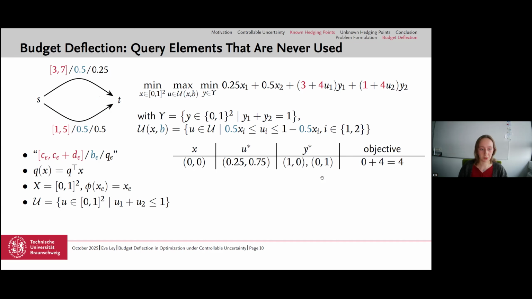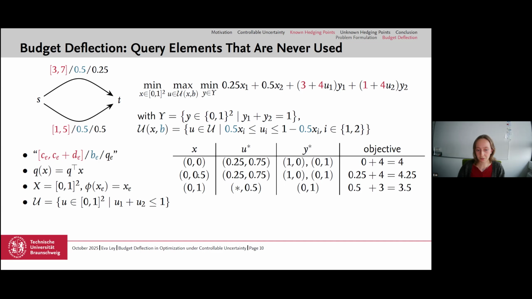Now, we could just arbitrarily say, okay, let's see what's happening if the second query is 1/2. Well, then actually the uncertainty will realize in exactly the same manner. We again can choose either path as an optimal solution, but now we have this additional 1/4 of the query costs here in the objective, so this solution is obviously worse.